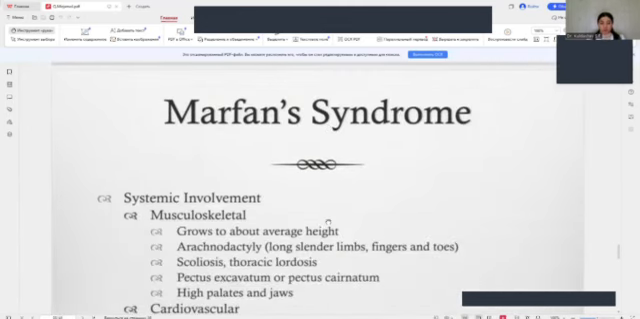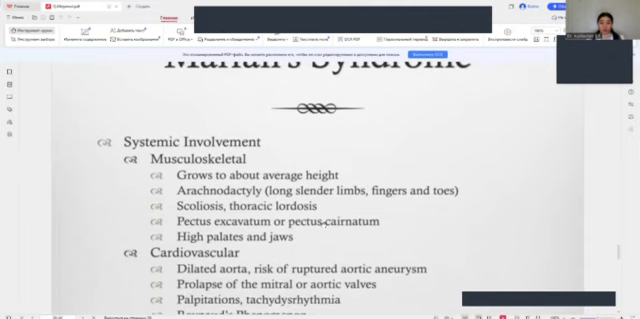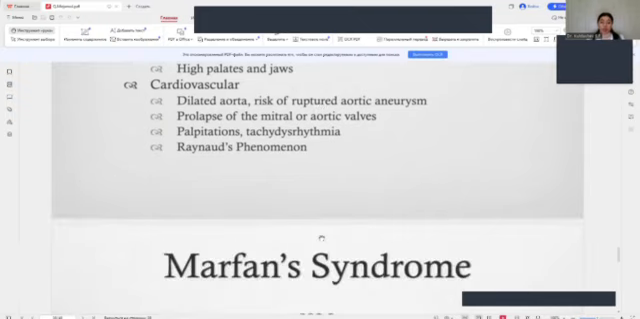So, Marfan syndrome, systemic involvement would be musculoskeletal disorders like growth to above average height, arachnodactyly. This is long limbs and fingers, scoliosis, thoracic lordosis, pectus excavatum or pectus carinatum, high palate and jaws. Cardiovascular disorders include dilated aorta, prolapse of mitral or aortic valves, and etc.